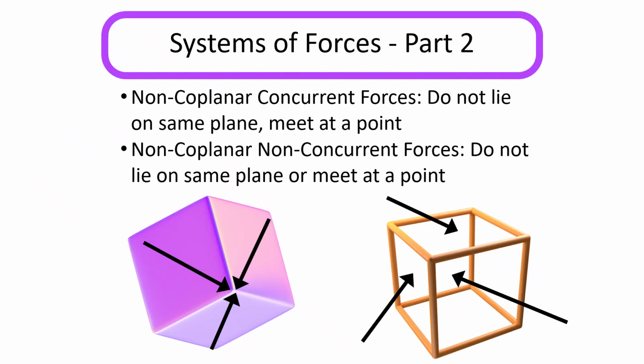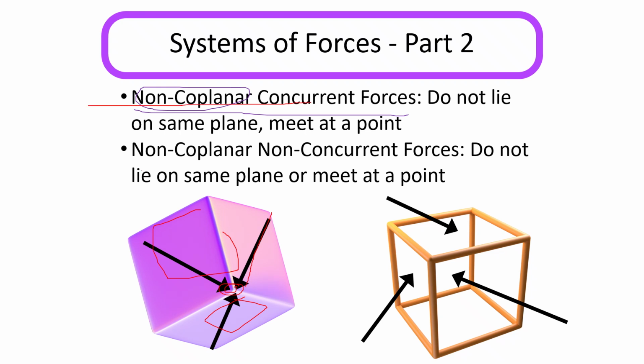Now the next thing is non-coplanar concurrent forces. It means that the planes will be different, but the forces will meet at a single point. Now see this. This force is coming on this plane, this force is coming on this plane, this force is coming on this plane, but they are meeting at a single point. So this will be known as non-coplanar concurrent forces.